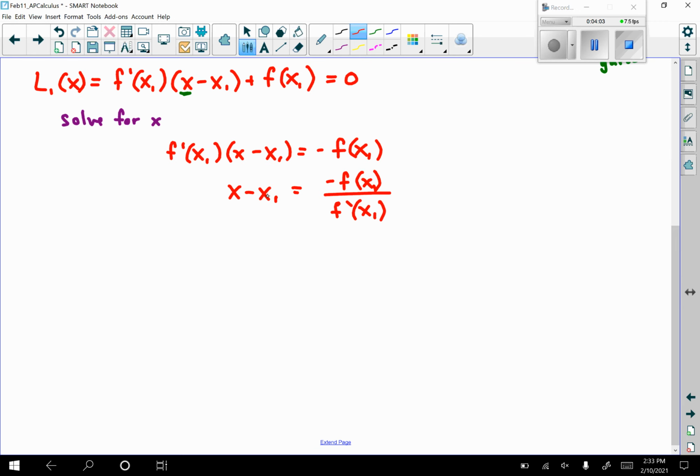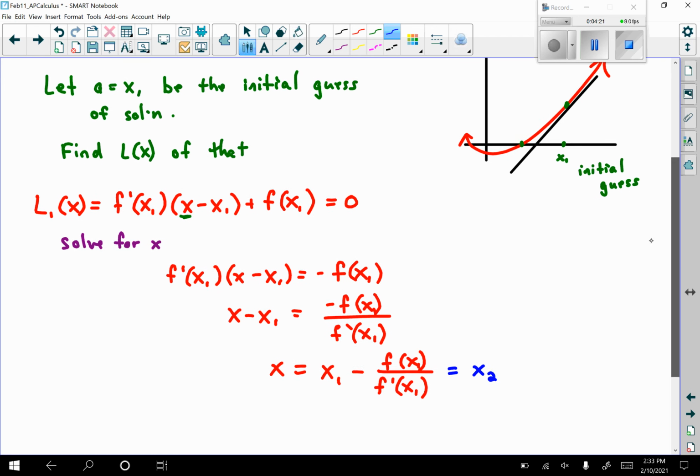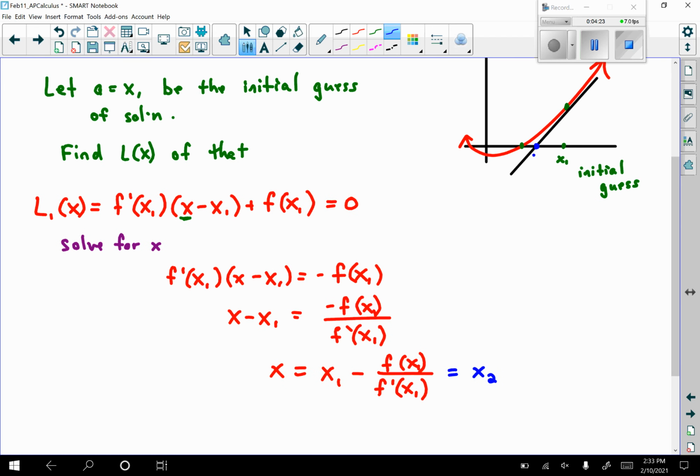So now to get x by itself, I'm simply going to add x sub 1. I'm going to write that first. So x is equal to x sub 1 minus f of x sub 1 over the derivative, f prime of x sub 1. But I'm actually going to call this now x sub 2. So if I go back up to my graph, this is now where it took me to. And I'm a little bit closer to the actual point of intersection there, the x-intercept.